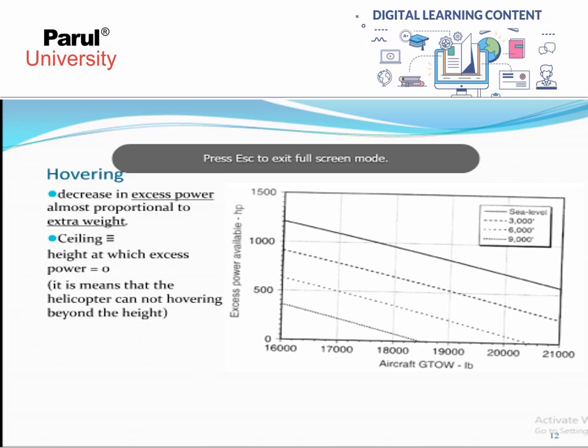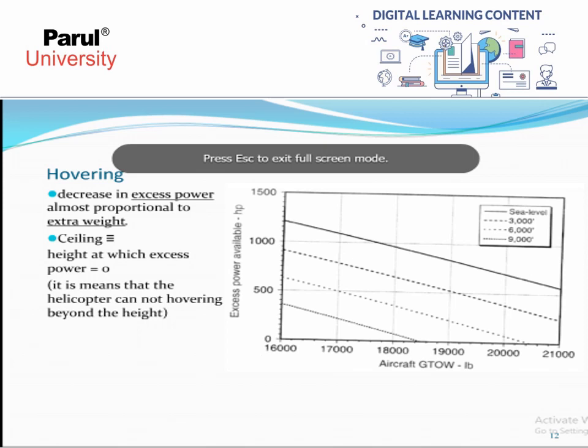What is the ceiling? The height at which excess power is 0, meaning power available is equal to power required, is nothing but the absolute ceiling. For service ceiling it will have some other value. It means that the helicopter cannot hover beyond that height.